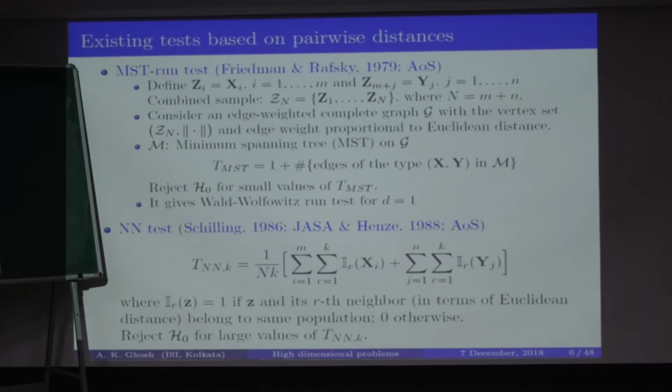Suppose the value of k equal to 3 I need to use, or 4 I need to use. That is a prefixed thing. How to choose the value of k, that is a different question, and I need to answer it in a different way. But for the time being, let me assume that k is known to me. So if k is 3, that means I will be considering only 3 neighbors. That means the 3 closest observations, and I will check how many of them belong to the same population to which I belong.